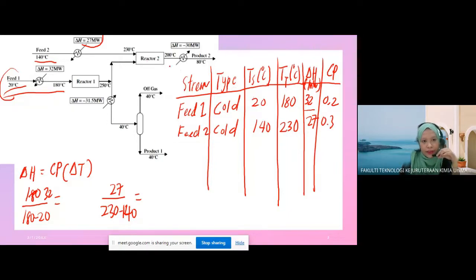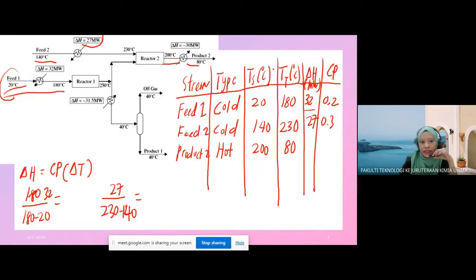You have this stream from 200 to 80. So this is product 2, because it comes from reactor 2. So this is the product from reactor 2. This is a hot stream because it requires cooling, right? From high temperature to low temperature. So it requires cooling, meaning that this is a hot stream.